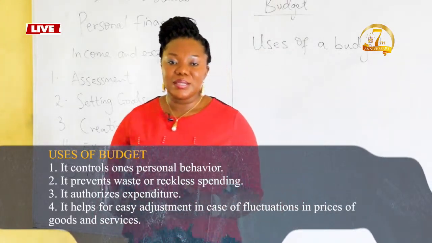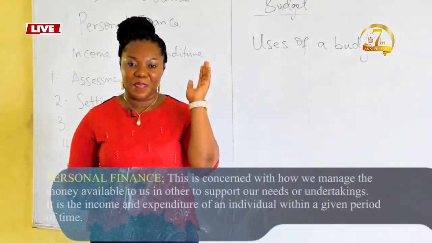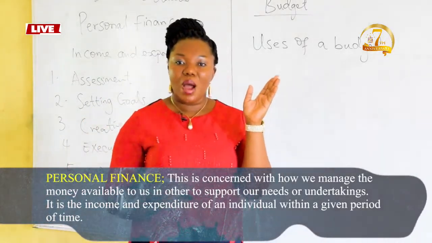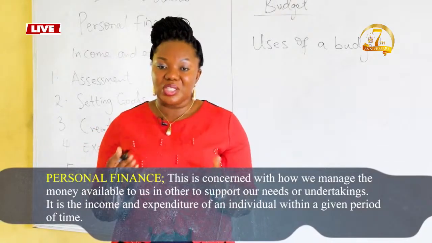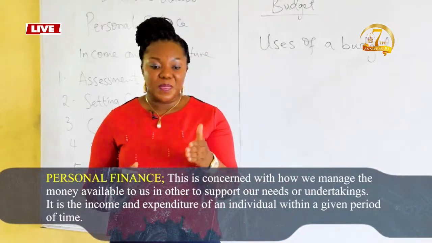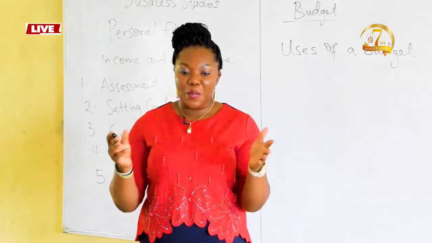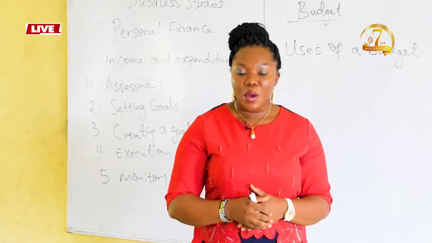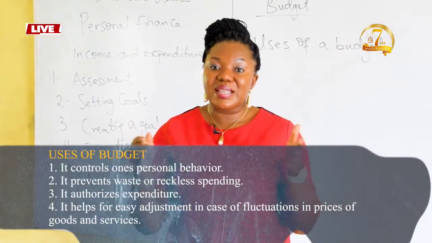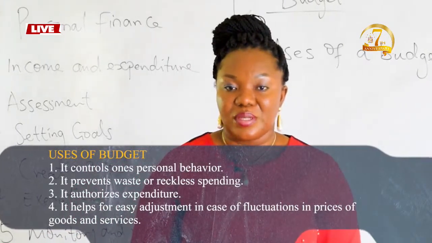Now, when we started this lesson, I want to quickly go back to where we started from, personal finance. We started from the definition of personal finance, where we said it is checking how our money comes and how we are spending it, how we are managing it, how we save, how we spend. And we went on to say that we must make budgets if we must learn how to manage our finance properly. And then we went on to the uses of budget, and we were told that budget authorizes expenditure. It helps us to make easy adjustments, and then it also helps us to control our personal behaviors.